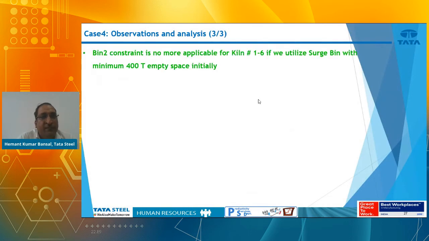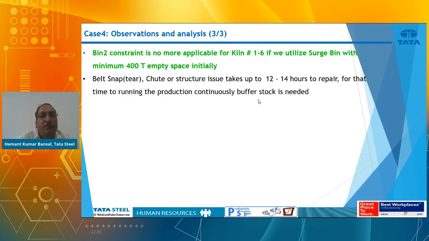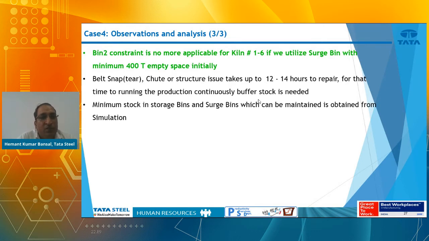So this we have seen already, and now as we said, belt snap, tear, chute and structure issues take around 12 to 14 hours to repair. For that time, to run the production continuously, buffer stock is needed. So the minimum stock in storage bins and surge bins which can be maintained is from the simulation, and the total minimum stock available in the bins is as below.